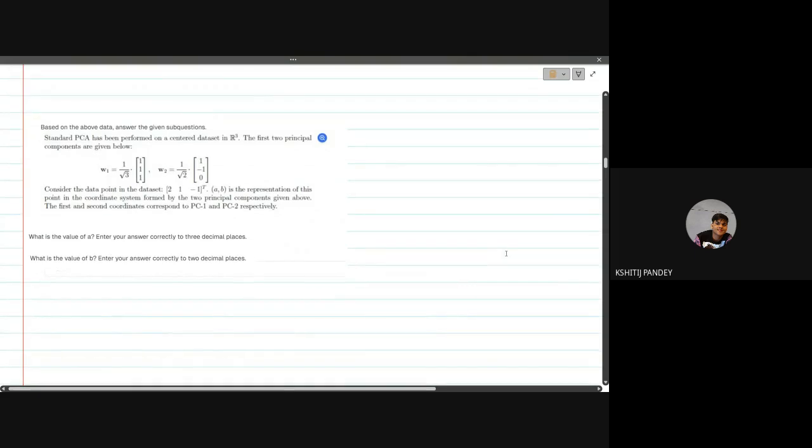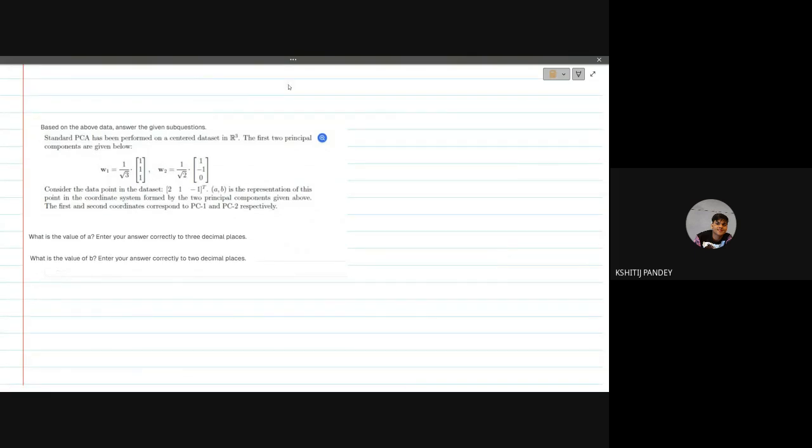So the next question, this is your next question. Standard PCA has been performed on a centered data set in R3. The first two principal components are given by W1, W2. Consider the data point in the data set. This is the data point.